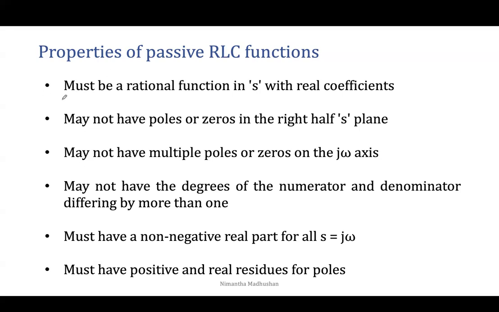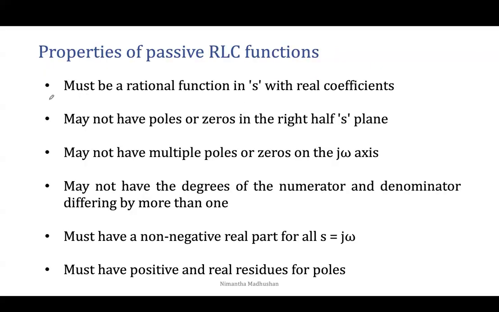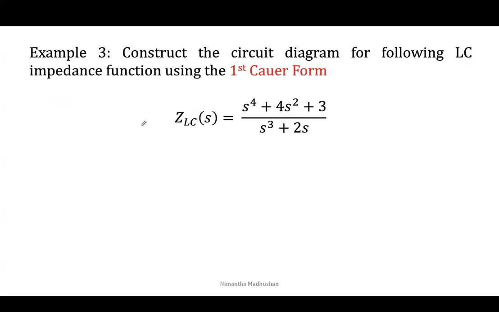The first property says it must be a rational function in s with real coefficients. You can see this is a function of s and it has real coefficients. Then the first condition is satisfied, and the second one is it may not have poles or zeros in the right half s plane. For this one we have to find poles and zeros.